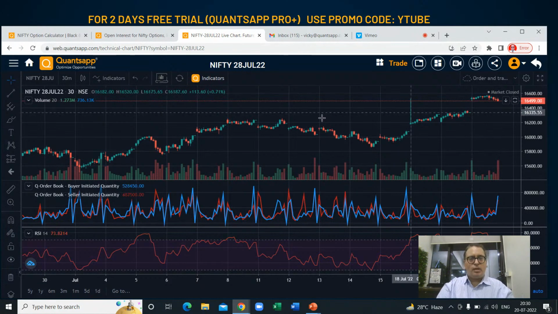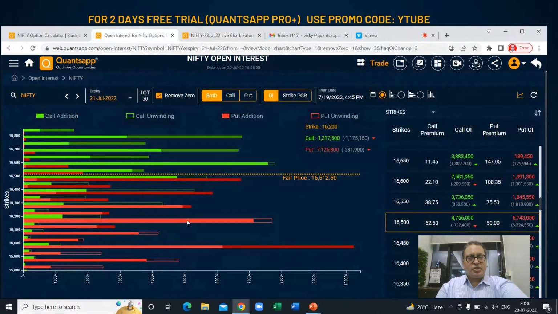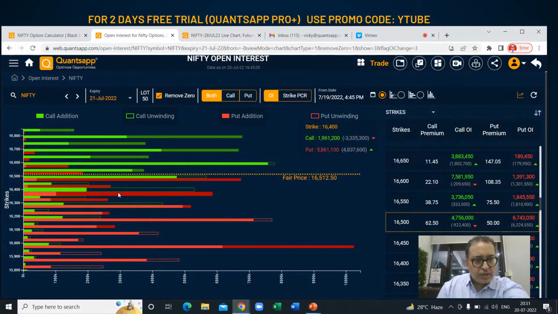Let's see what the open interest picture is showing us. Open interest picture is showing us that 16600 call option is having one of the highest OI. So that could be the resistance point for you in some sense. And if you could see, 16,500 and 16,400 are the next major supports. So clearly, an understanding of that is important to you for your range trading.